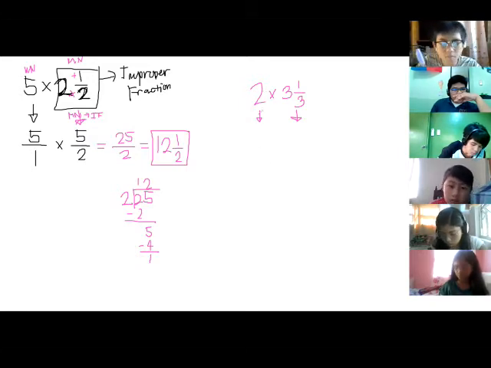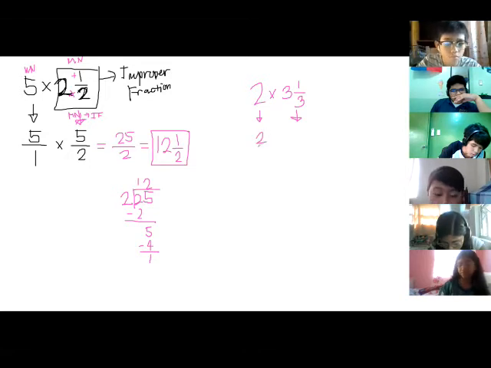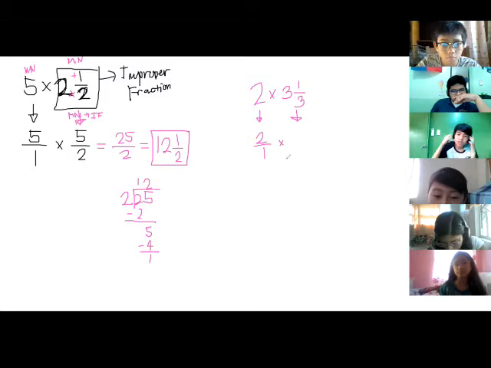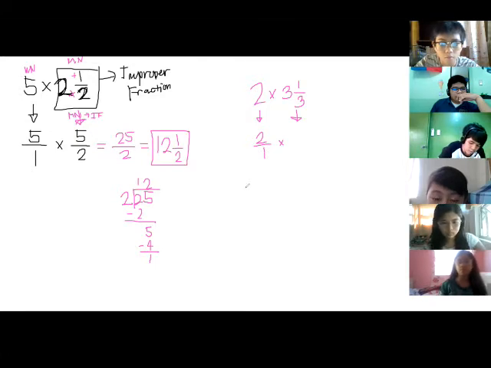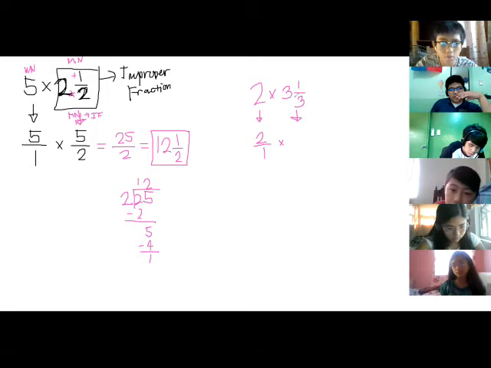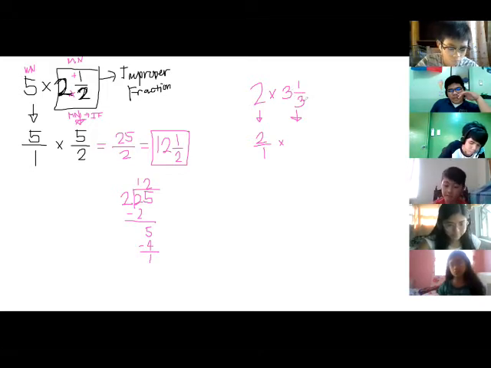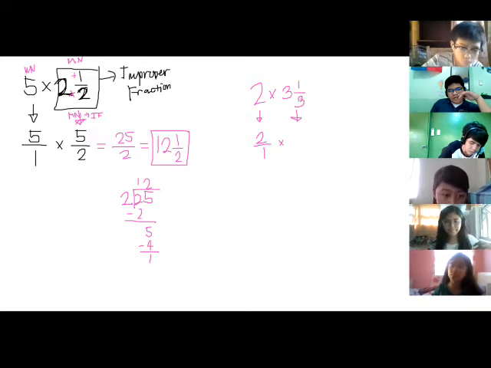Okay? So yung 2, gagawin natin 2 over 1 dapat. Ito naman, gagawin natin improper fraction. So, multiply natin muna to 3 times the denominator 3, that's 9. Yung 9 plus 1, that's 10 pieces. 10 pieces over 3.